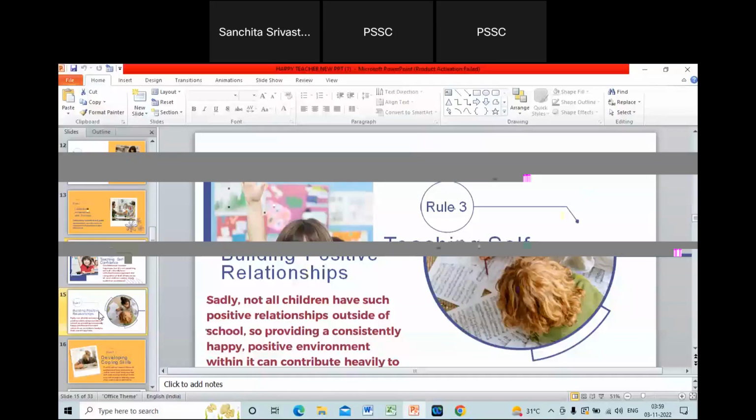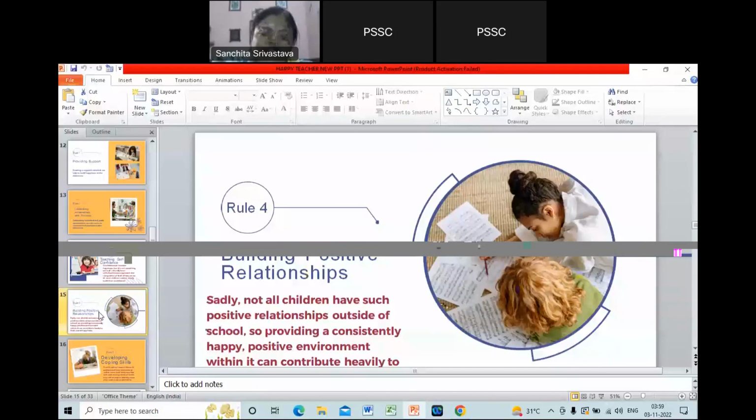Sometimes we have children who are coming from disturbed houses. Disturbed houses means they have got a disturbed relationship. Maybe the parents are disturbed, or sometimes they are not supported well in the house. So sadly, not all children have such a positive relationship outside the school. Providing a consistently happy and positive environment within school can contribute heavily to creating a positive relationship among the children. And teachers are like second parents to the children.